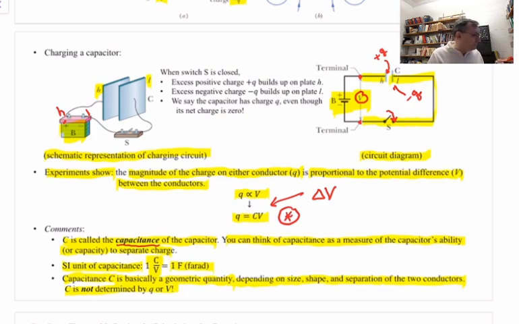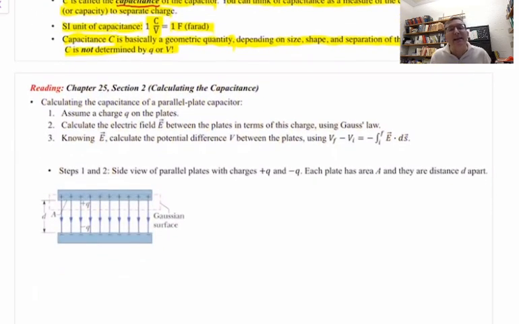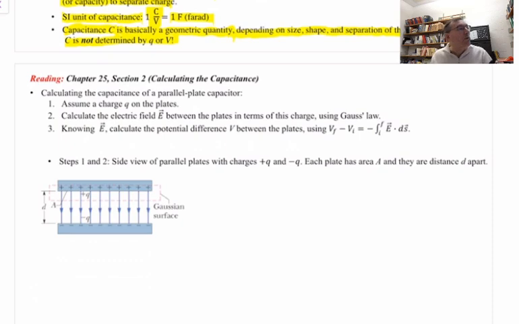All right, so now I want to go on to Chapter 25, section 2, which is now going to help us calculate the capacitance for a given capacitor once we specify its size and shape and the separation of the two conductors. Okay? Let's start with the parallel plate capacitor. I'm going to walk you through how we get the formula for its capacitance.